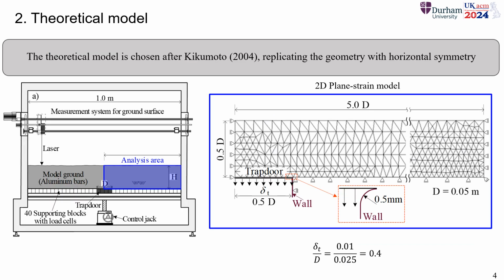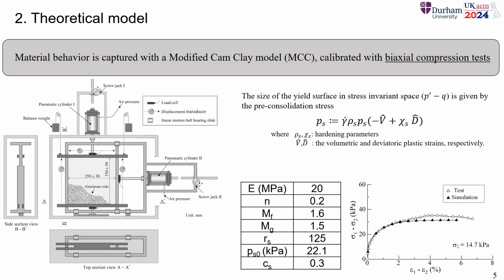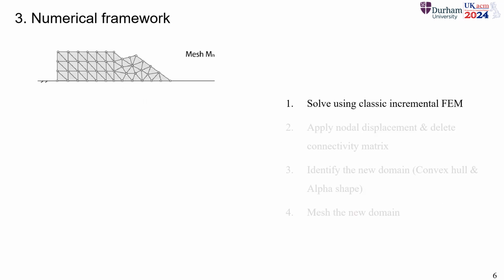while what we are trying to achieve here is replicating the experimental test carried out by Kikumoto in 2004 using a 2D apparatus and simulating it with a 2D plane strain model, basically using the same dimensions and going up to a trapdoor displacement to diameter ratio of 0.4 instead of 8%. So how is this done?